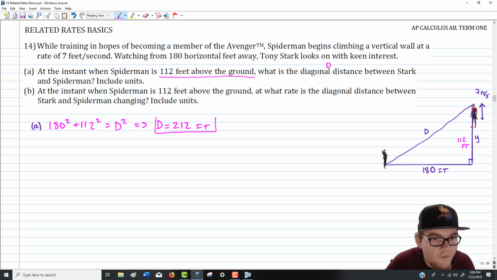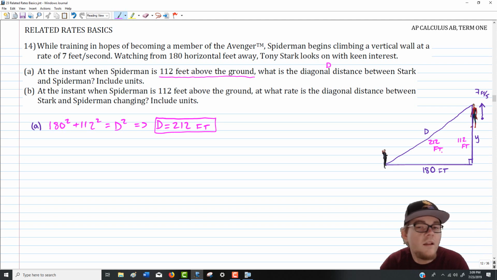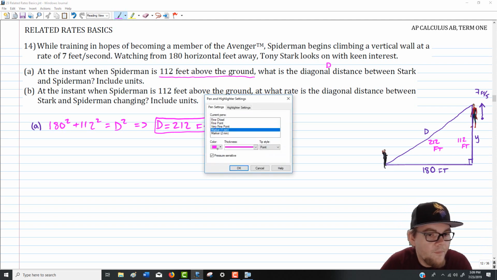So there's the answer to our first question, and just as relevant, we can place that onto our triangle. So we now know the snapshot length. If we're interested in the times and rates at which things are changing when Spider-Man is 112 feet above the ground, we know what the hypotenuse would be at that instant. So part A is finished.